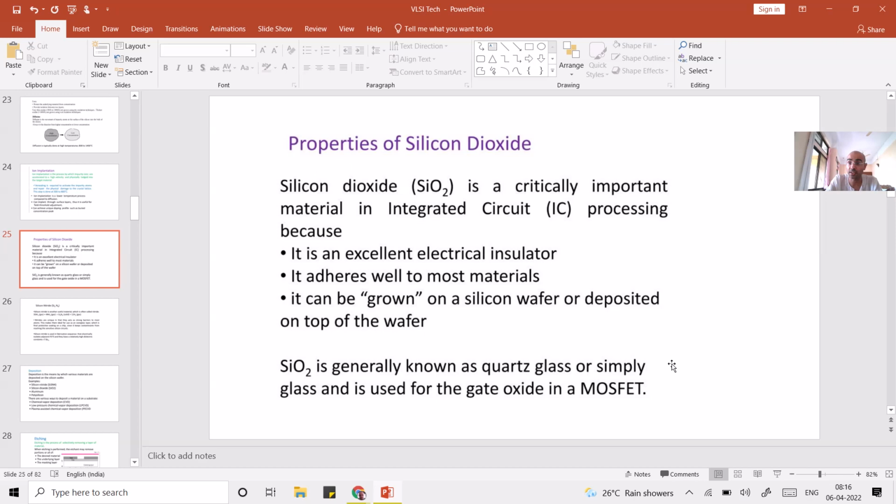So this is another reason why you use SiO2. Then there is another reason: it adheres well. The adherence coefficient of the material is quite better than other materials. Because if it is not adhering properly to the surface, there will be problems in the circuit. The circuit won't work properly, because for insulation there should not be any gap between the two layers. So the adherence should be proper.